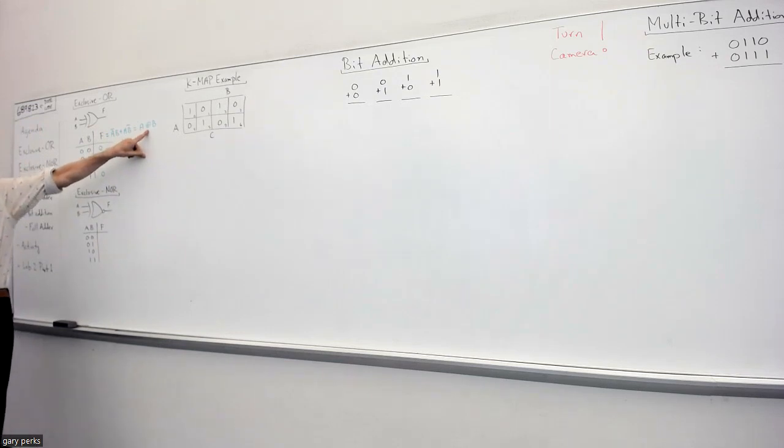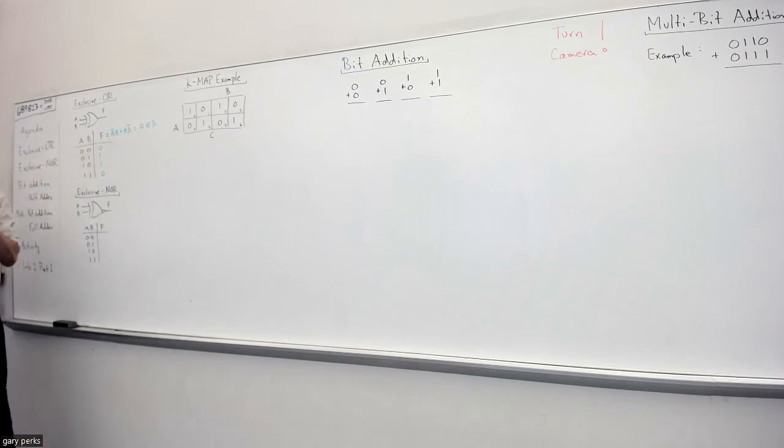In Boolean algebra, that symbol, the plus with a circle, means exclusive OR. So I would say A exclusive OR with B. Okay, so this is shorthand for this. They mean the same thing.